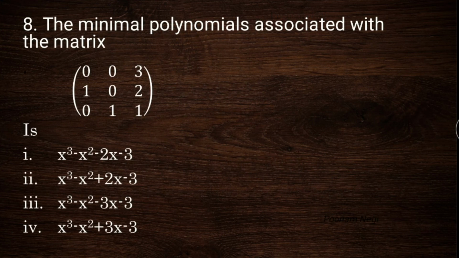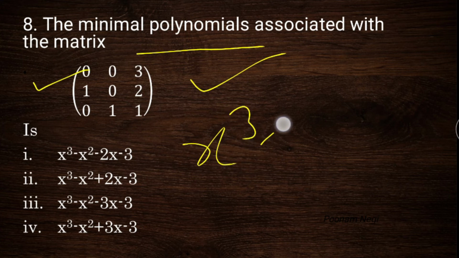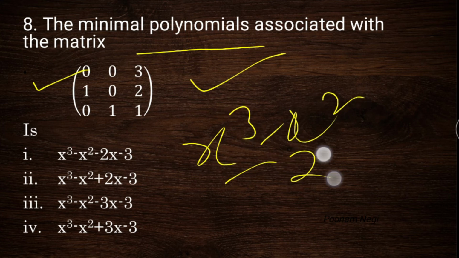Next question is the minimal polynomial associated with this matrix. Just simply write the characteristic equation for this given matrix. We will have the minimal polynomial x cube minus x square minus 2x minus 3. So the correct answer will be option number 1.